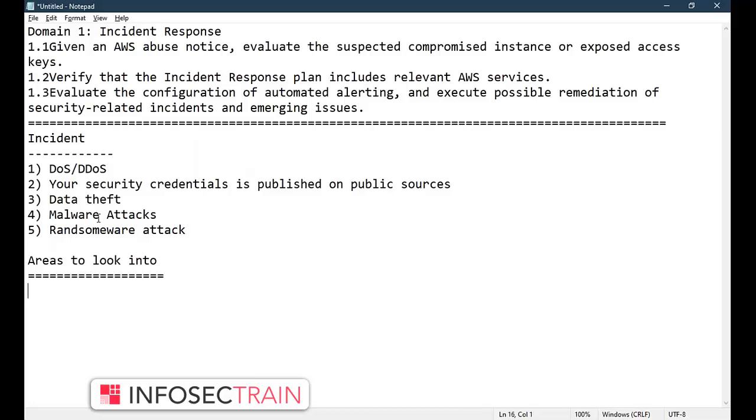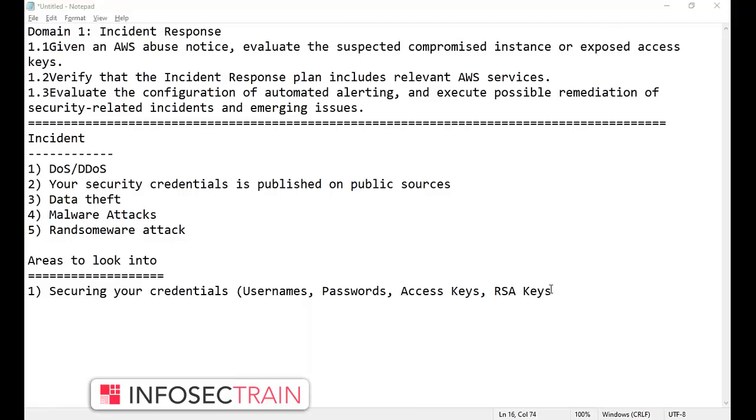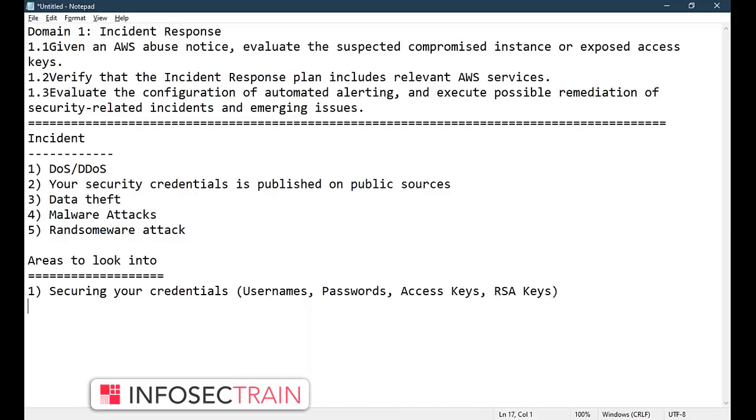So these are the areas you have to look at. Securing your credentials. For example, you have a lot of credentials in AWS, right? For example, usernames, passwords, access keys. Then you have the RSA keys. Then you have the other credentials of the instances, database, etc. Likewise, you have a lot of credentials. So you must make sure you secure all this. This is the first thing you have to learn in this domain.